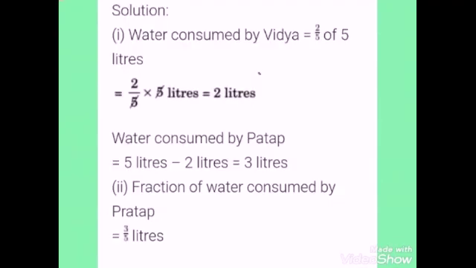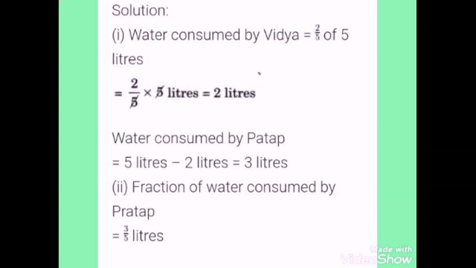In this question, we are given that Vidya and Pratap had 5 liters of water initially and Vidya consumed 2 by 5 of the water. Firstly, we have to find how much water Vidya drank, which means we have to find the quantity of water that Vidya drank. Here, the quantity was given in a fraction format, which means 2 by 5 of 5 liters. We have to convert it to a whole number.